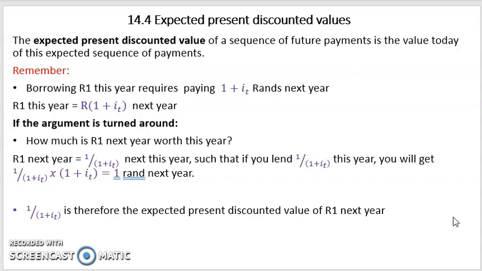So the expected present discounted value of a sequence of future payments is the value today of this expected sequence of payments. How this works is that once the manager has computed the expected present discounted value of the sequence of profits, their problem becomes more simple. They have to compare two numbers. One, the expected present discounted value they have calculated, and two, the initial cost they would incur when installing the new machine. So if the value exceeds the cost, they should go ahead and buy the machine. But if it does not, they should not.